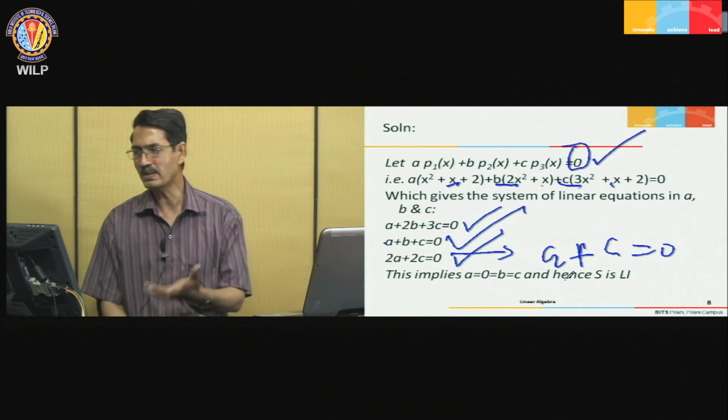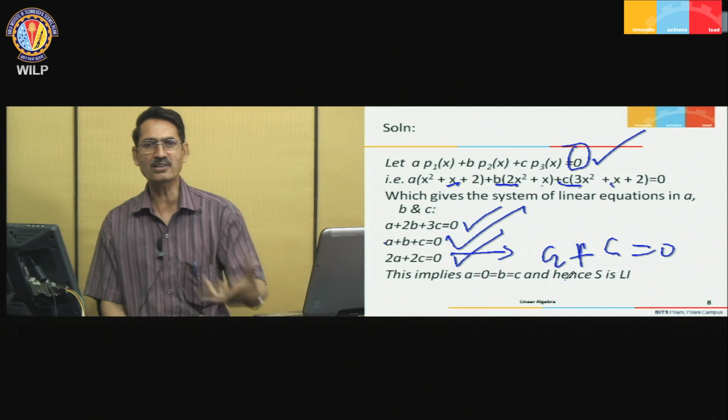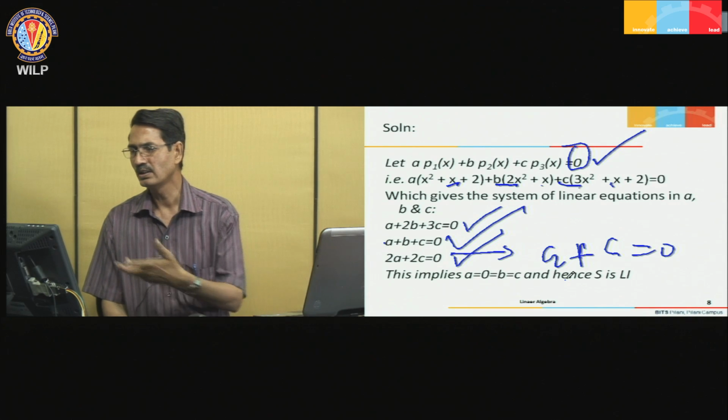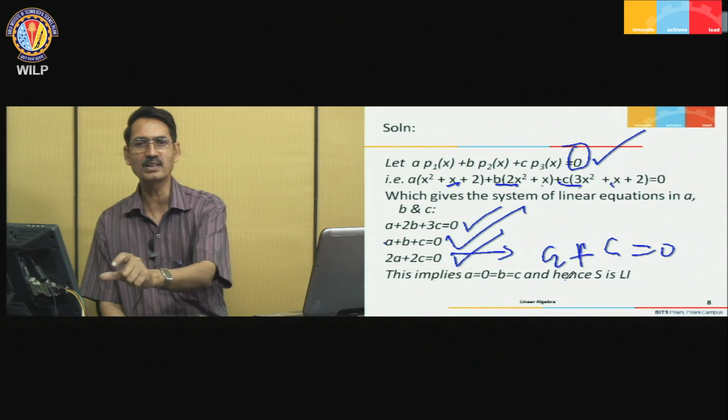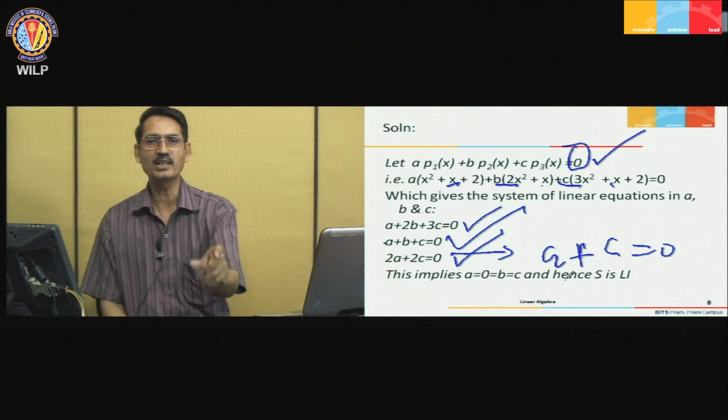So, a is 0, b is 0 and c is 0, this is the only solution, there is no other solution. Therefore, the set S consisting of these 3 polynomials P1, P2, P3 is linearly independent.